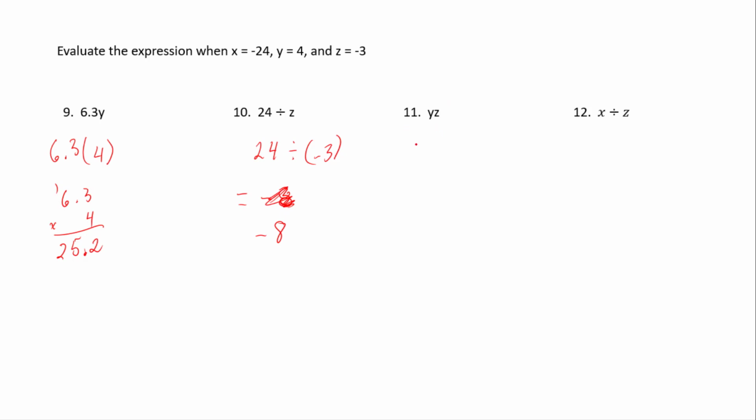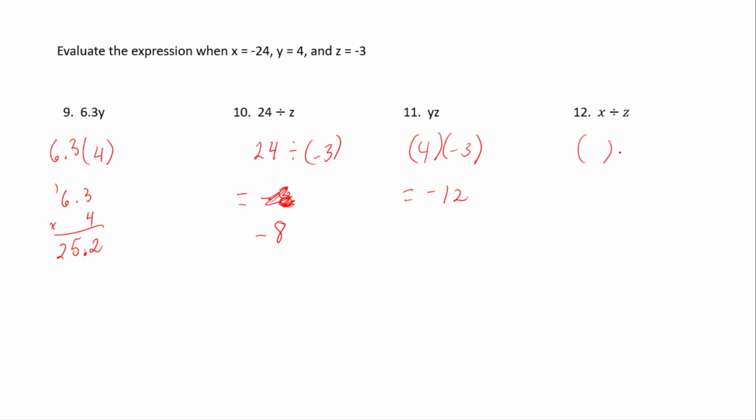Number 11, it's y times z. Now in algebra, when we have the parentheses next to each other like this, where there's nothing in between, the meaning is multiplication. So that's another way to write multiplication in algebra. So y is 4, z is negative 3, positive times negative is negative 12.